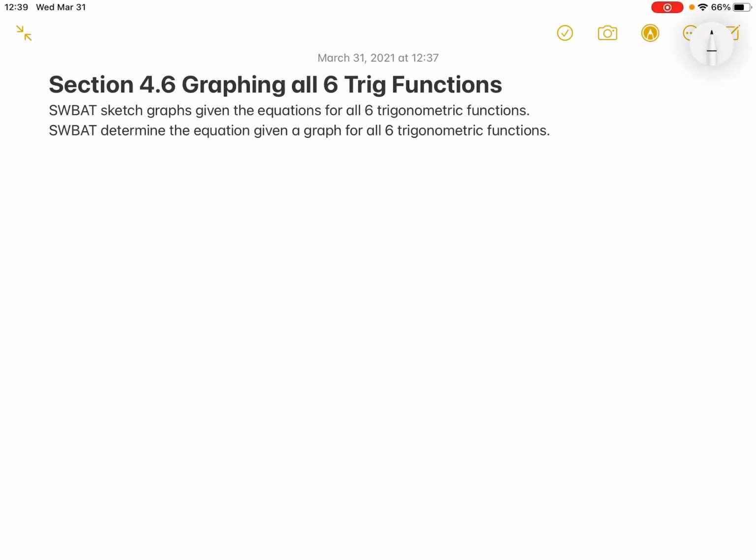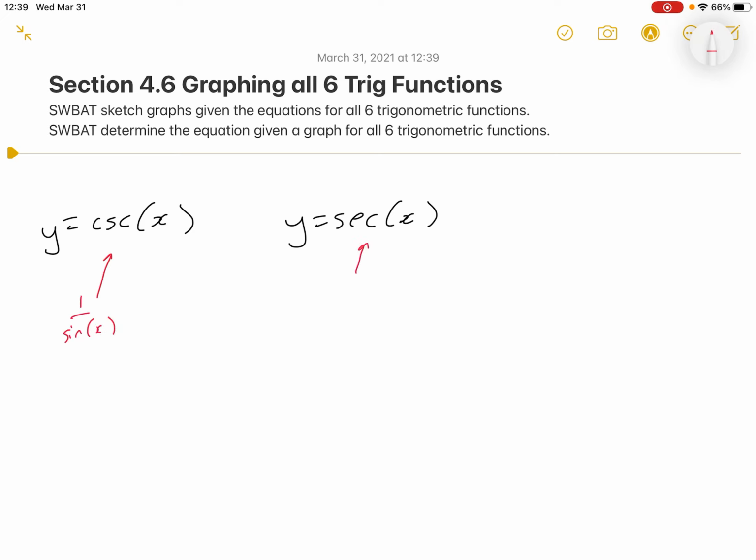All right, so now that we've graphed sine and cosine, in the next section we're going to go ahead and graph the rest of the trig functions. So to begin with, let's go ahead and talk about cosecant of x and also secant of x. Now just as a quick reminder, cosecant is 1 over sine of x and secant is 1 over cosine of x.